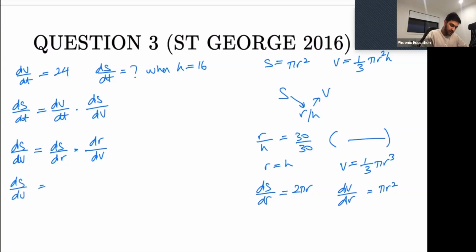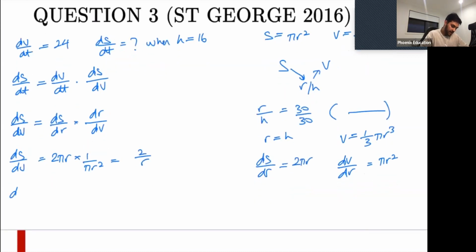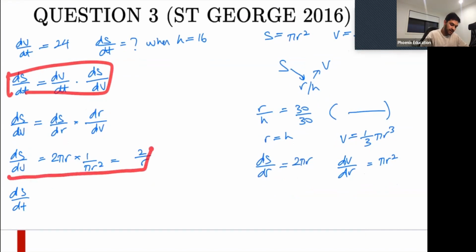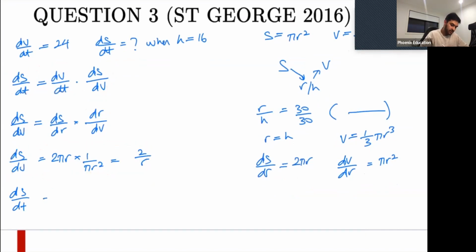Now what I'll do is I'll plug that in. ds on dv is equal to 2 pi r times 1 over pi r squared. This will just come out as 2 over r. Okay, and I can go ahead and plug this now into my original related rate. So I've figured out what ds on dv is. I'll plug this into ds on dt. So I know that dv on dt is 24. I've just worked out ds on dv to be 2 on r. So I'll multiply this by 2 on r, which gives me 48 on r.